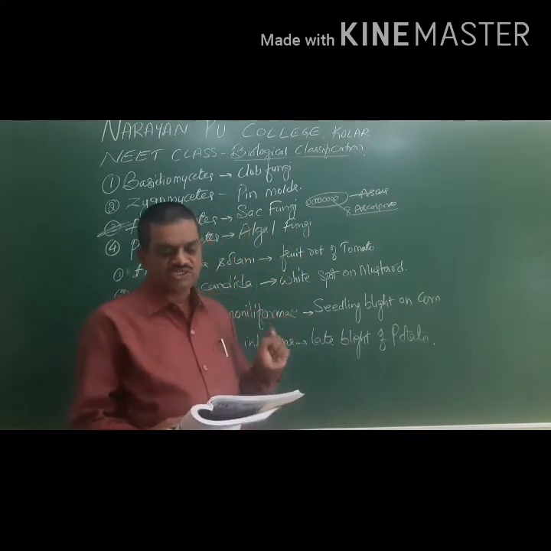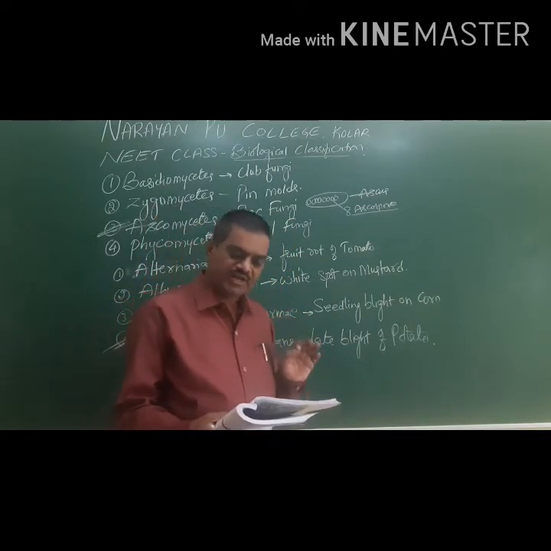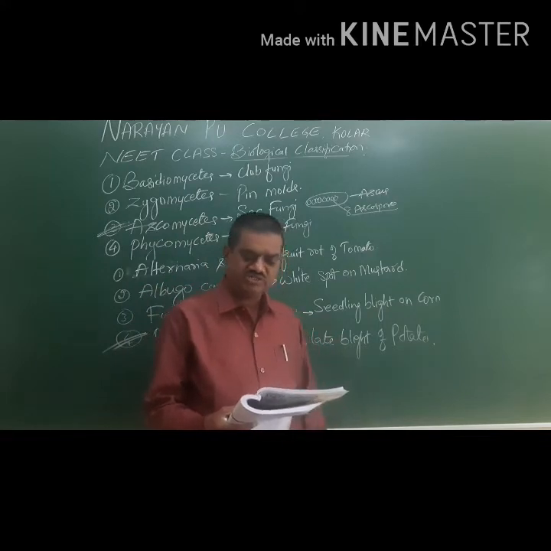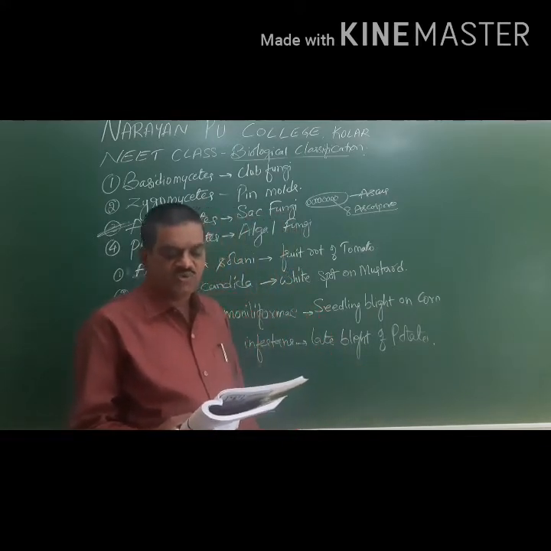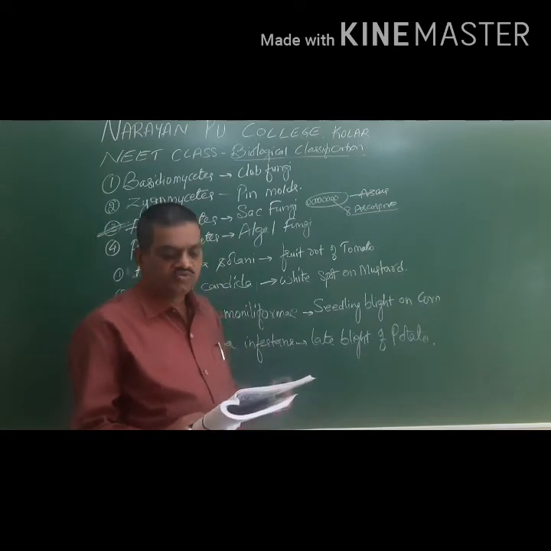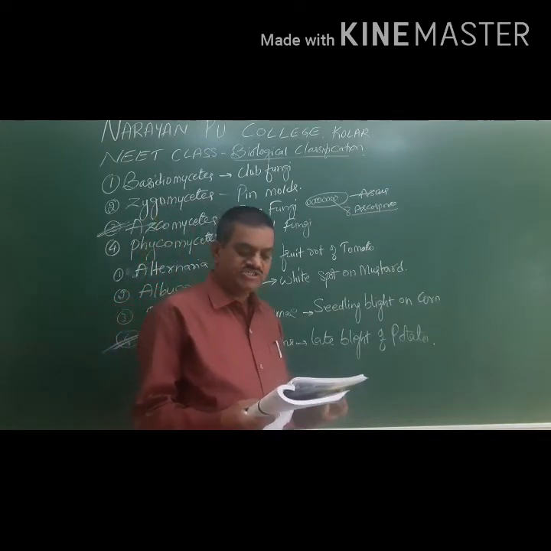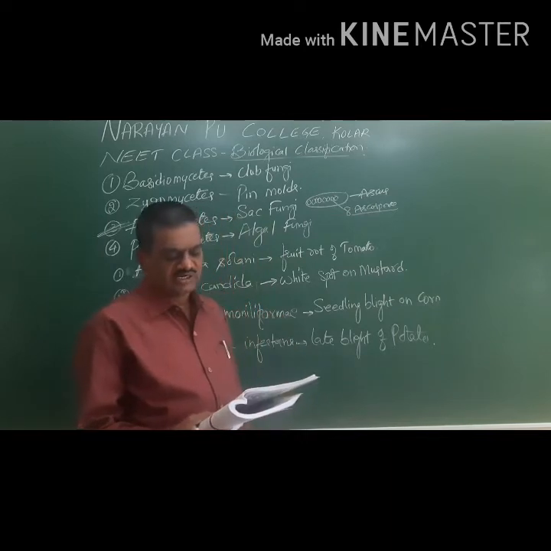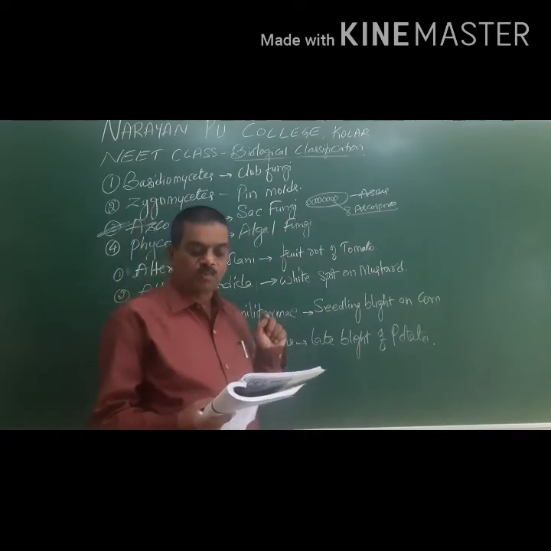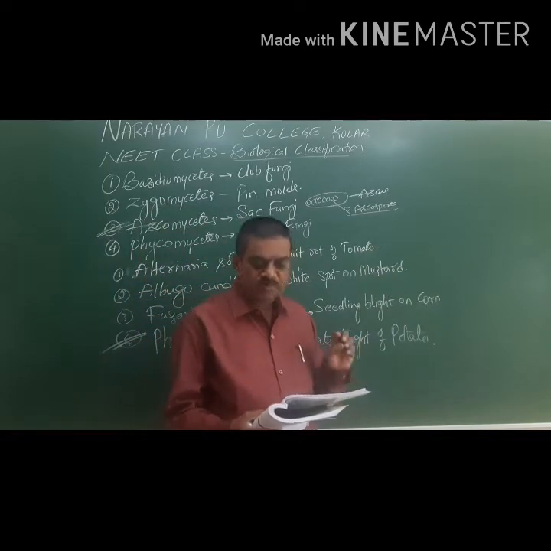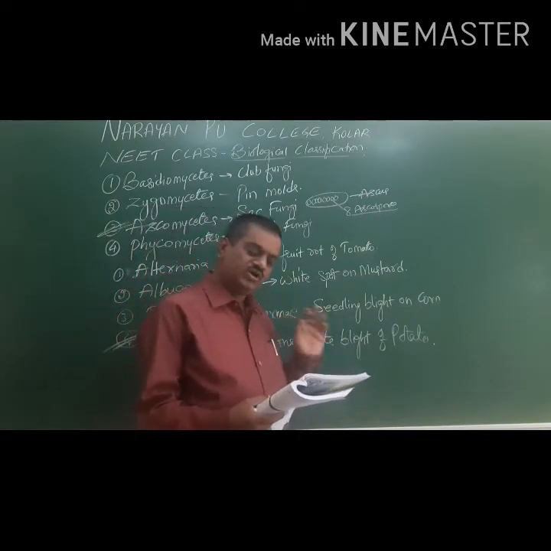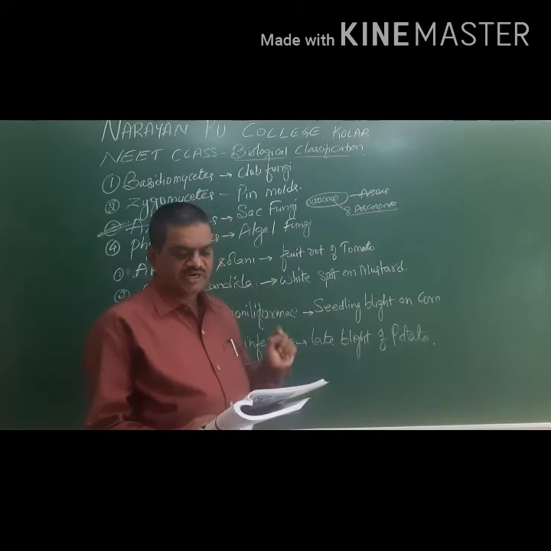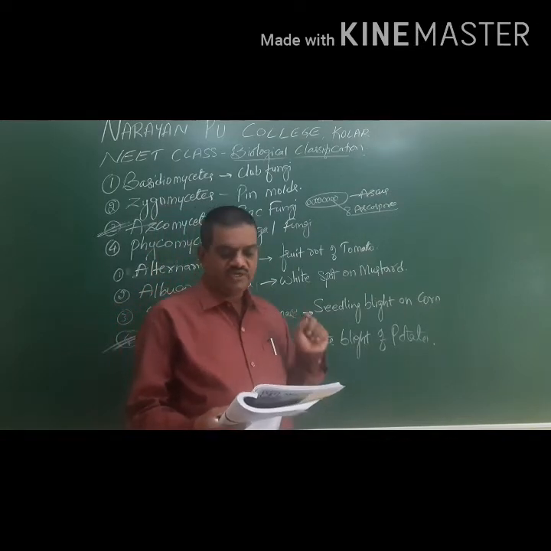So prokaryotic cells come under kingdom Monera. So the second option is right. 31st question: which is not true for Euglena? The first one is chloroplast. The chloroplasts are usually poorly developed. So it is not that the chloroplast is absent, but it is poorly developed.